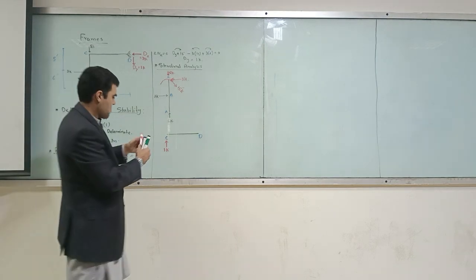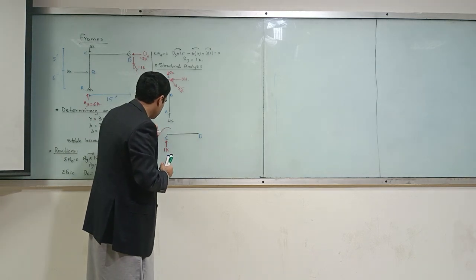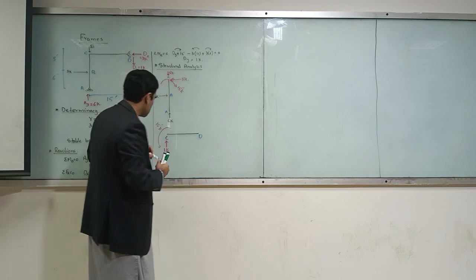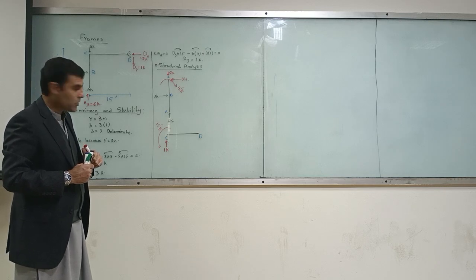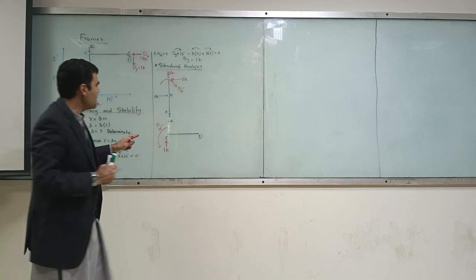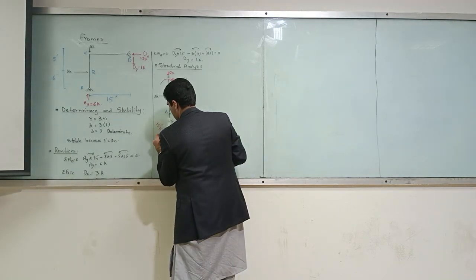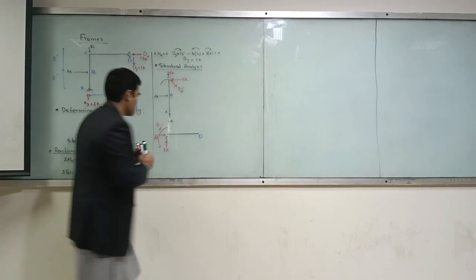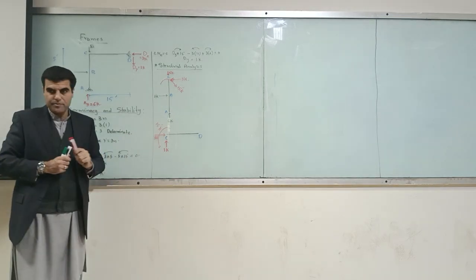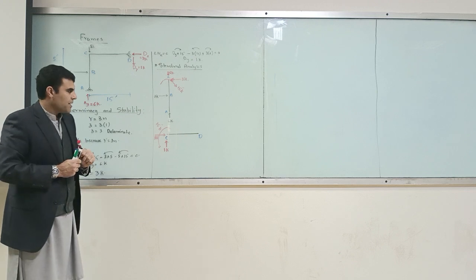So we have 15 kip counterclockwise. Is that okay? 15 kip and 3 kip in the opposite direction, which is summation of Fx must be equal to 0.